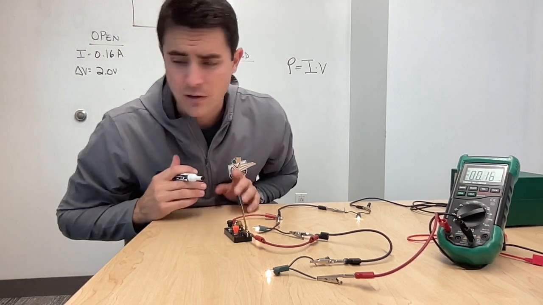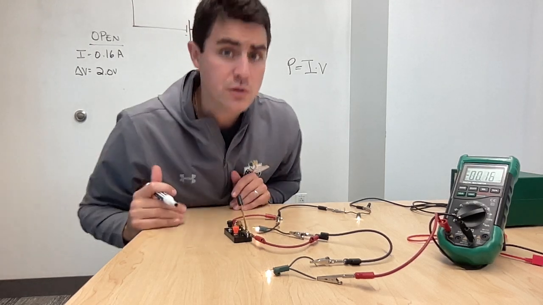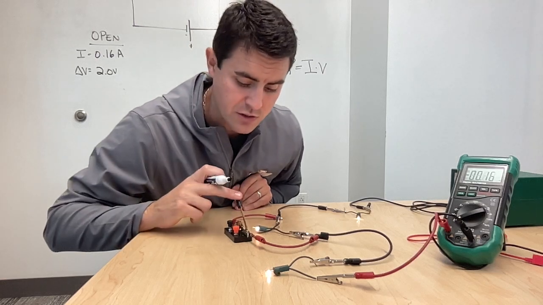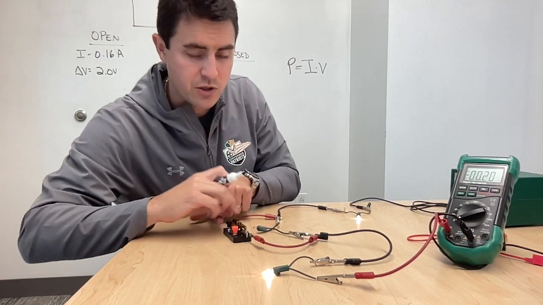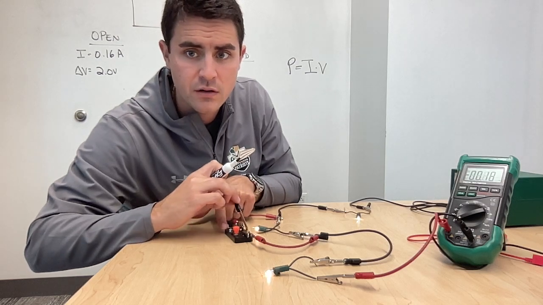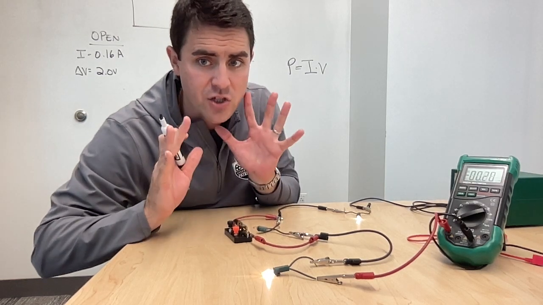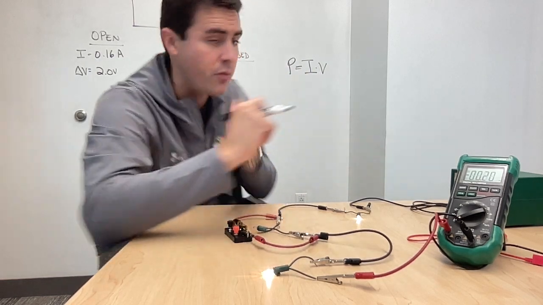Now, since we're already here, the next step in the lab is to close the switch and see what happens. So if I close this switch, let's see what happens to the current. As I close this switch, you just watched it happen. I'll open it: 0.16. If I close it, I see the brightness go up and my current jumps to 0.2.